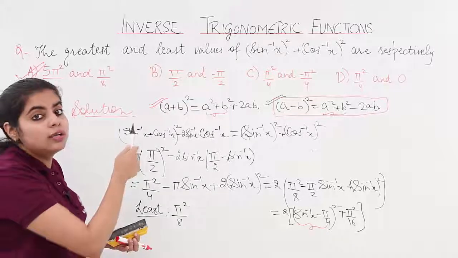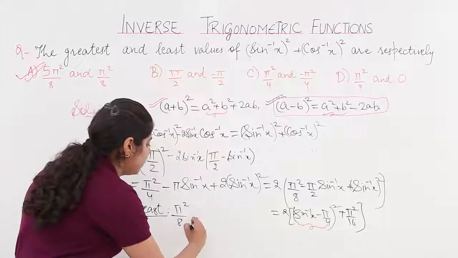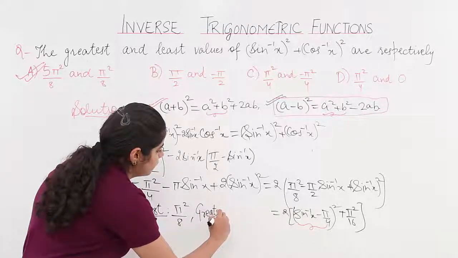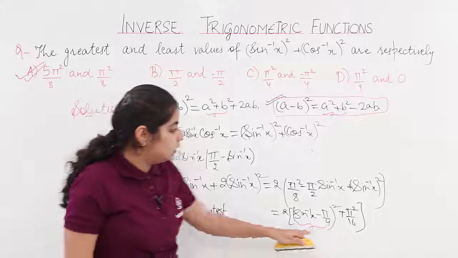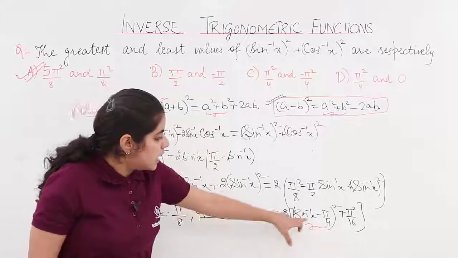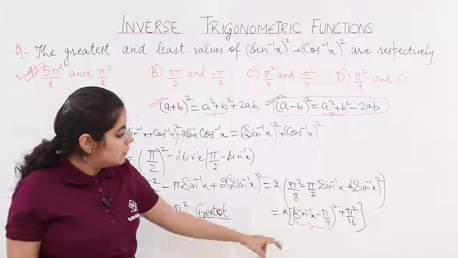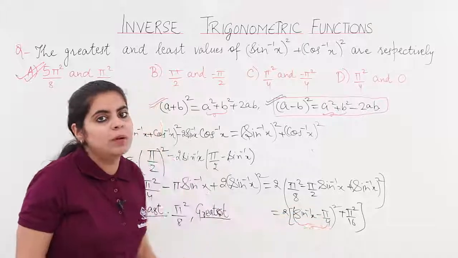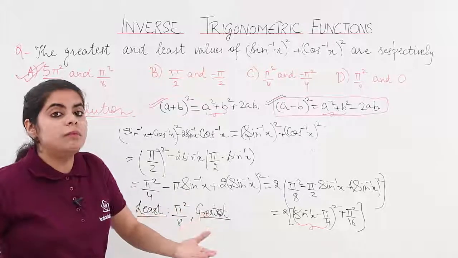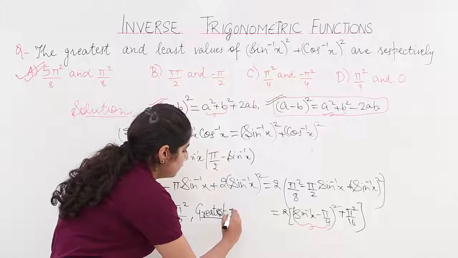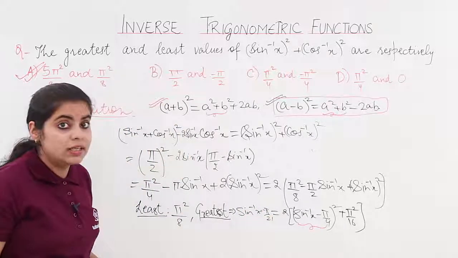Otherwise also, if you do not have the options and you need to solve this to obtain the answer, the least is pi square by 8. What about the greatest? The greatest term is obtained when I have everything as maximum. That means sine inverse x, if it becomes pi by 2 or minus pi by 2, that is the only range. If it becomes pi by 2, so pi by 2 minus pi by 4, okay, and if it becomes minus pi by 2 and then we square that, it becomes a very big quantity. So, yes, when sine inverse x is minus pi by 2, I can get the greatest value.